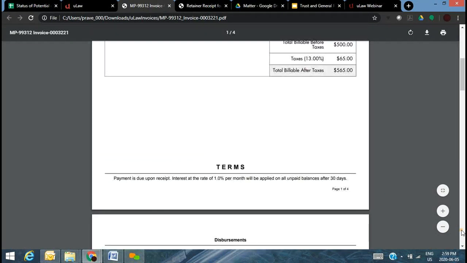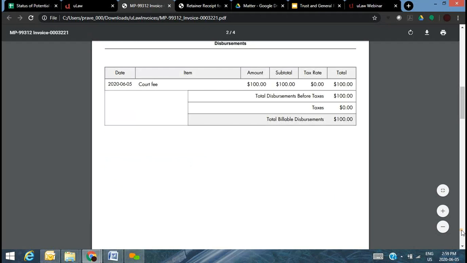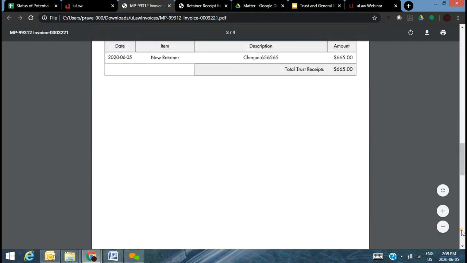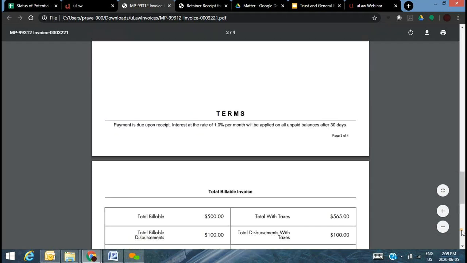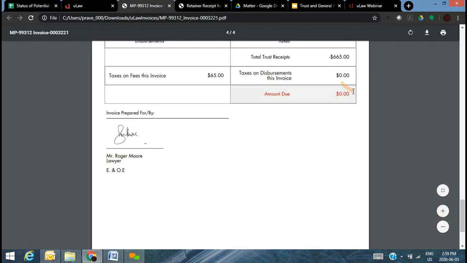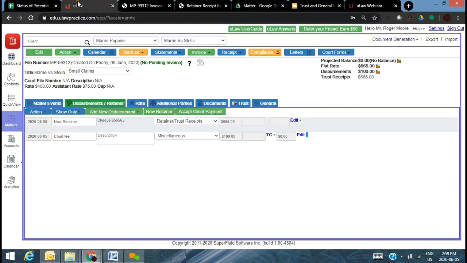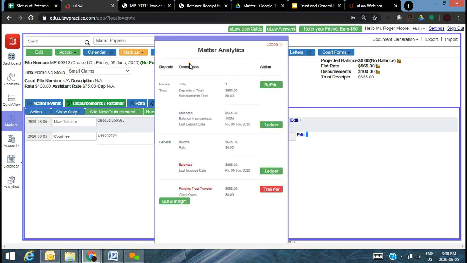Okay, and this gives you the audit trail of what that $565 was, what happened with my disbursements, how much money I got into the trust to begin with, and the amount due. You can have a digital signature, and you're done. The one last thing that you have to do to make your money is to move the money, and yet another capture moment is moving it from trust to general.